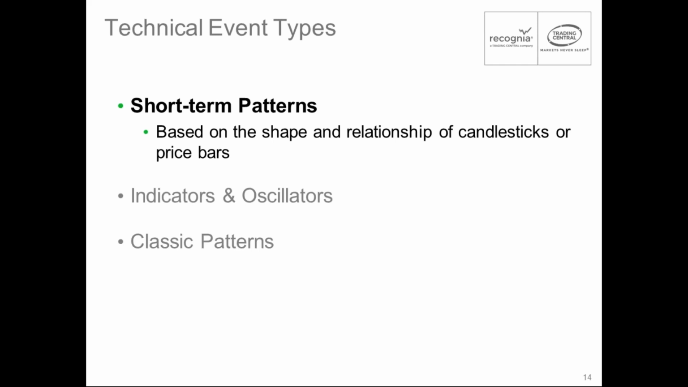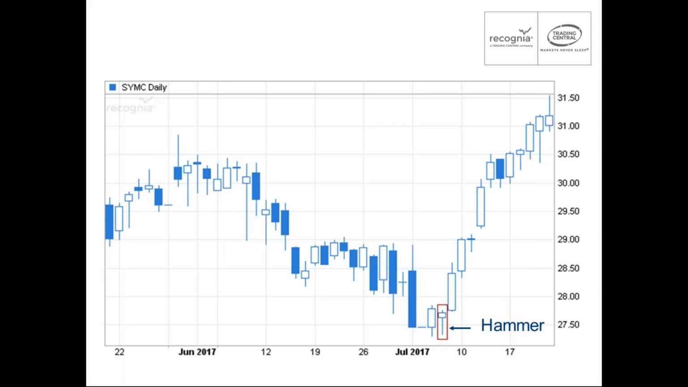I'm going to go through those quickly and give you a couple of examples of each, but start with what are called the short-term patterns. As the name suggests, these are patterns that form over the short term and have influence over the fairly short term, and they're based on the shape and relationship of candlesticks or price bars. I'll give you a really good example. This is, again, a real stock chart. This is Symmetrical, and you can see outlined in red here we have a particular candlestick, and this candlestick is known to technical traders as a hammer.